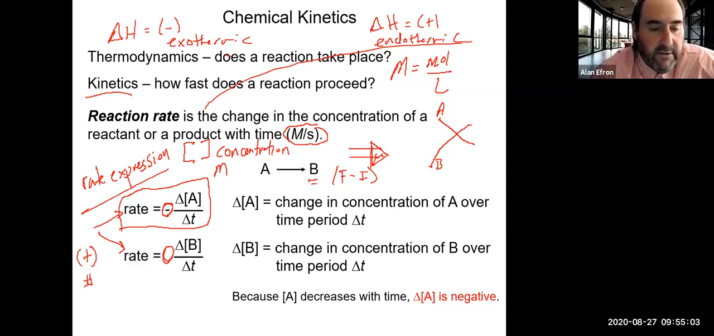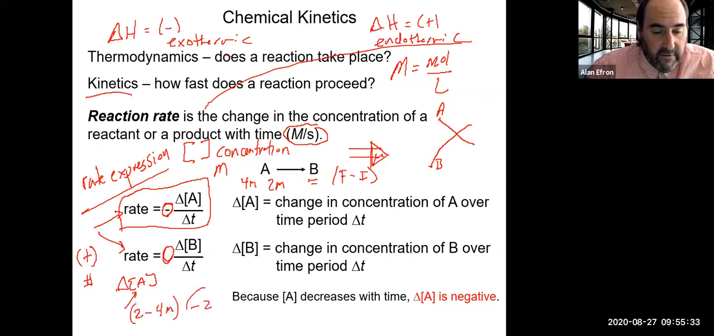And if you just think logically about, say, A in this case, the reactants, right? Since it should be decreasing with time, what that means is when you do something like the change in the concentration of A, our final number should be smaller than our initial number. So for example, if we started with 4 molar and we ended up at 2 molar, we would take 2 minus 4, which would give us a -2 for our concentration change. That negative and the negative that is here will turn our rate into a positive number.